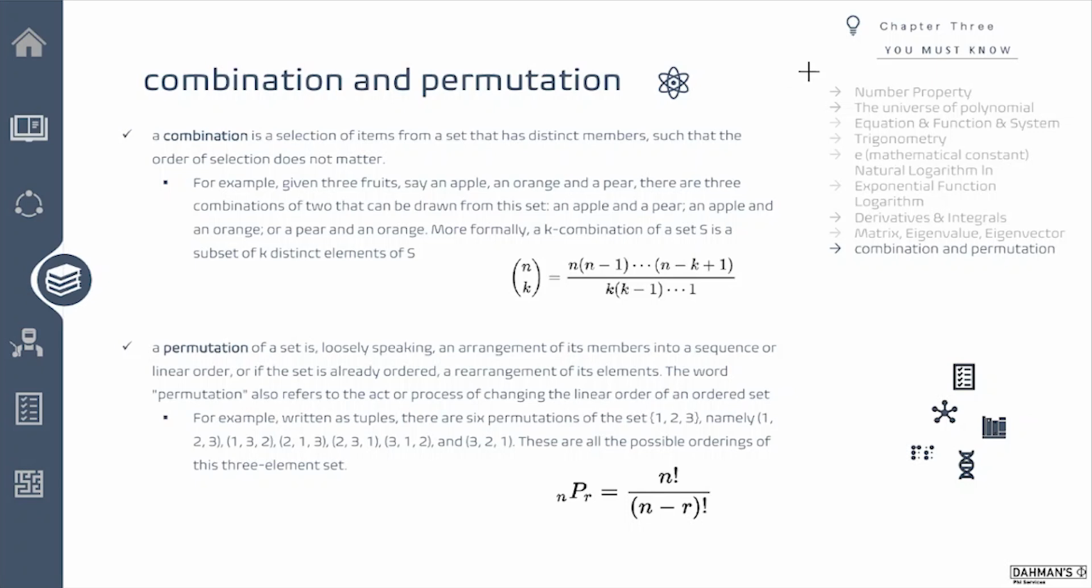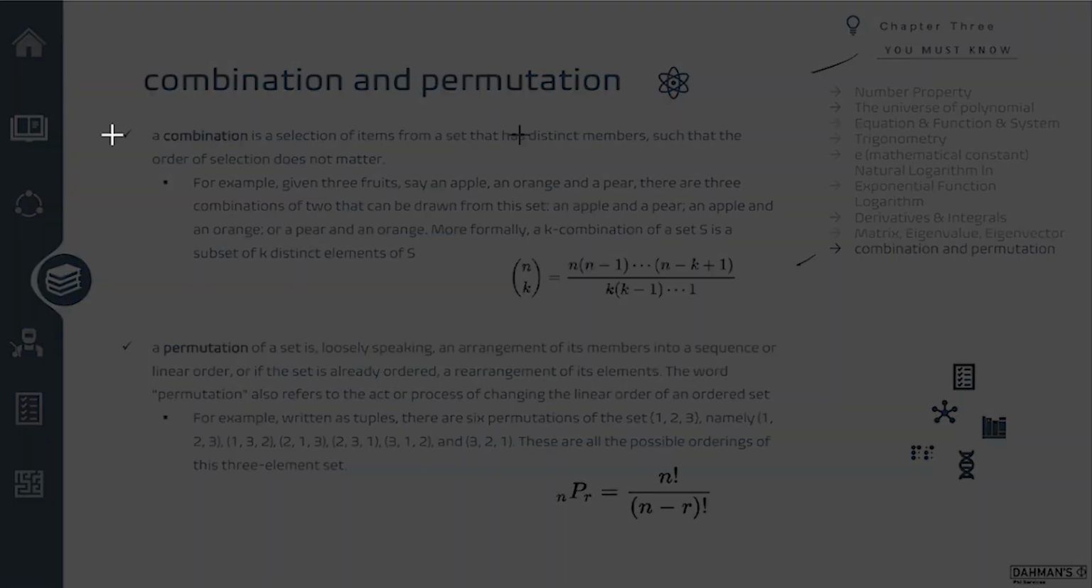Hi, welcome back. So we're in chapter 3. You must know the outline of combination and permutation. The concept of combination and permutation is fundamental basic knowledge that you have to understand in order to make a good probability prediction. Let me start first of all with the basic idea of 5-digit numbers.